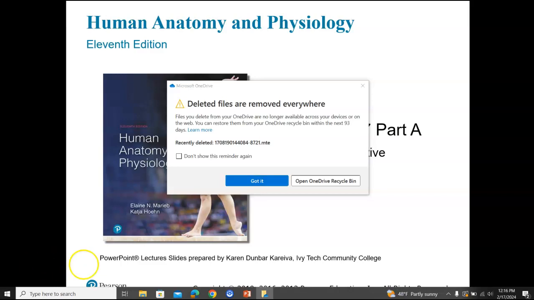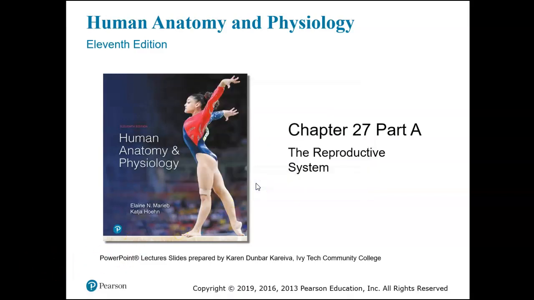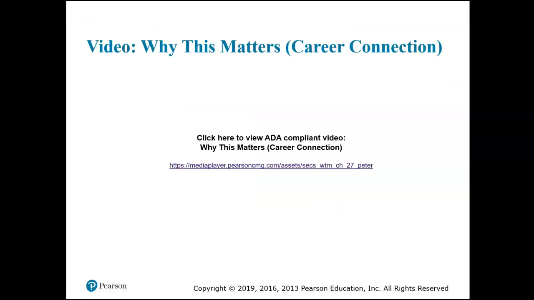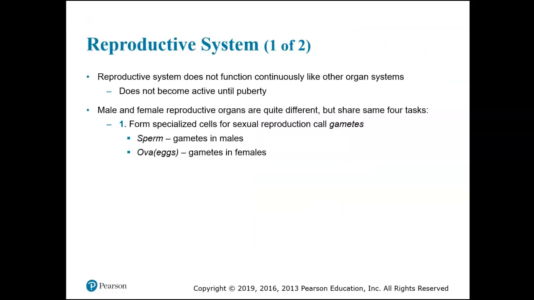These are the recorded lectures for Chapter 27, Part A, the reproductive system. Part A focuses on some general information about the reproductive system of humans, as well as how eggs and sperm are formed through the process of meiosis, spermatogenesis, and oogenesis. And then it's going to focus on the male reproductive system specifically.